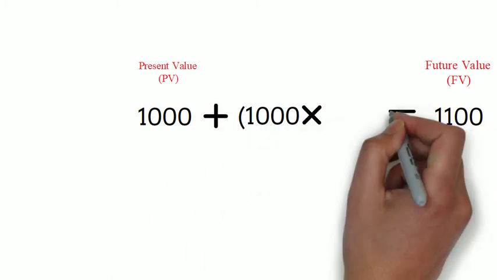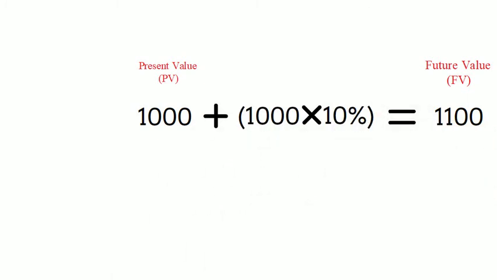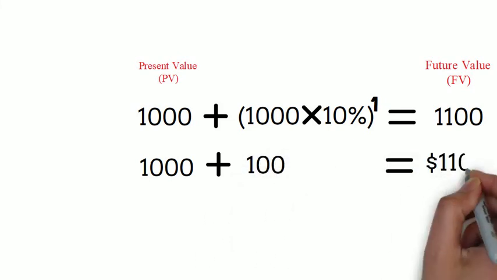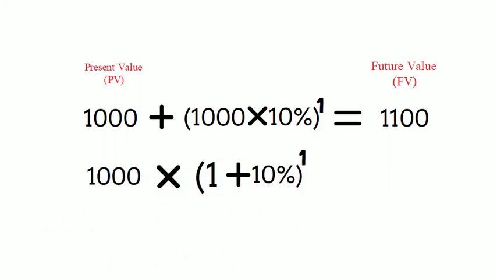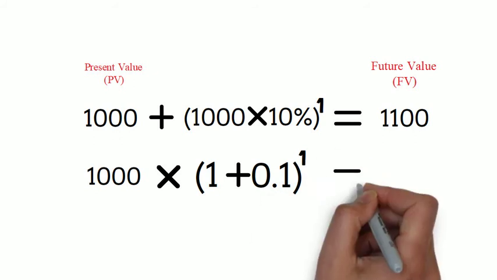We multiplied that $1,000 by 10%, and that is for 1 year. Then we added the $1,000 with that 10% of that $1,000, that is $100. So if we simplify the calculation, we multiplied that $1,000 by 1 plus the expected return, that is 10%, to the power 1, that is for 1 year.